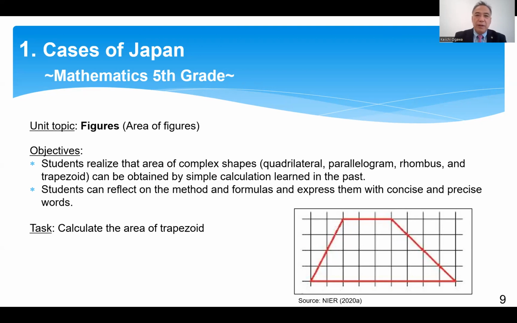It's mathematics, grade 5. The unit topic is figures, area of figures. The objective of this topic is that students realize the area of complex shapes can be obtained by simple calculation learned in the past. Number 2 objective: students can reflect on the method and the formulas and express them with concise and precise words. The task is to calculate the area of a trapezoid.